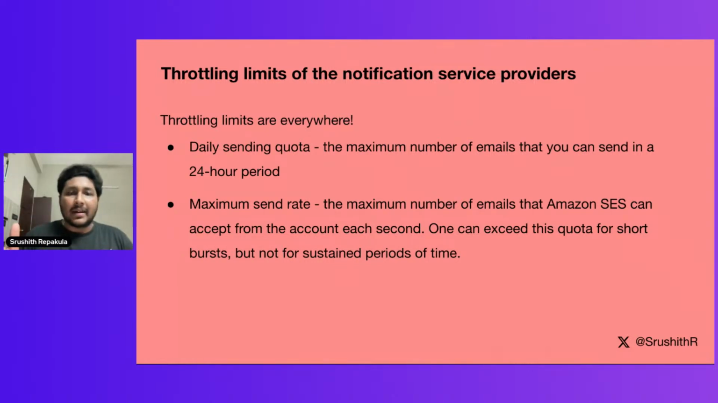So what is the daily sending quota? Daily sending quota is about the number of emails that I can send in a 24-hour period. That's it, very simple, right? Whereas maximum send rate is basically the number of emails that I can send every second. Depending on your application's scale, you have to make sure that you increase these limits.